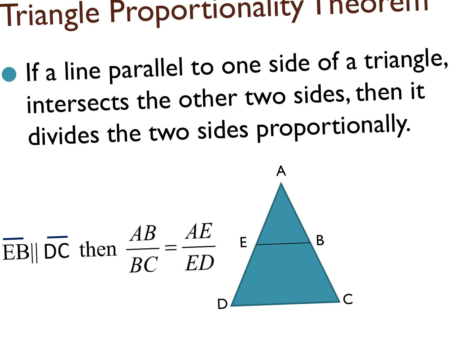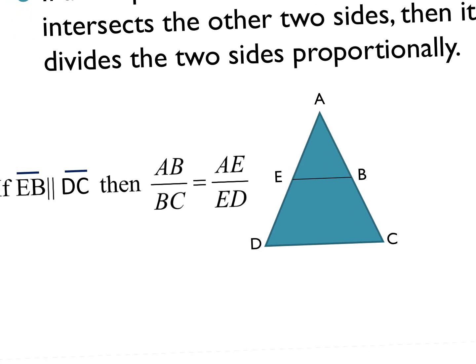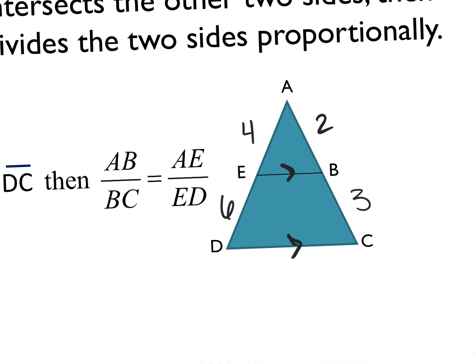Okay? So this is the triangle proportionality theorem. So if these two segments, for example, what two segments need to be parallel in order to use this theorem? EB and DC, right? So check this out. If AB's length was, for example, 2, and BC's length was 3, EB's was 4, and ED's was 6, right? Guys, this proportion will hold as long as those two lines are parallel.